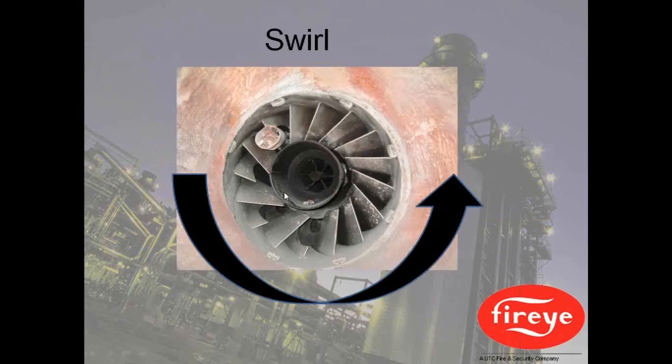Here you can see it's a counterclockwise swirl. That's the actual igniter there, and the sighting port for the scanner is down here. Because we're looking at the air sweeping around and sweeping that combustion zone down.